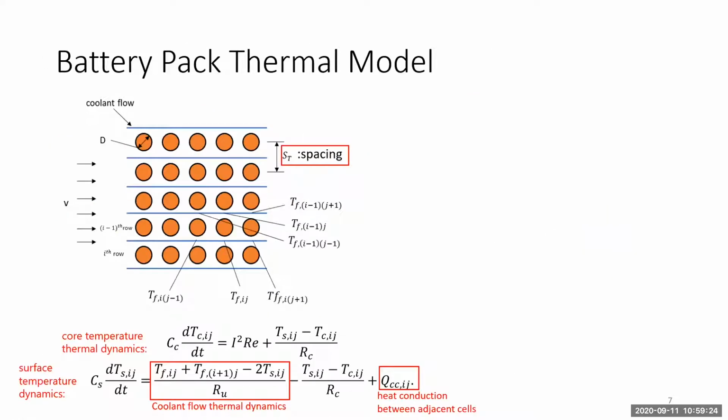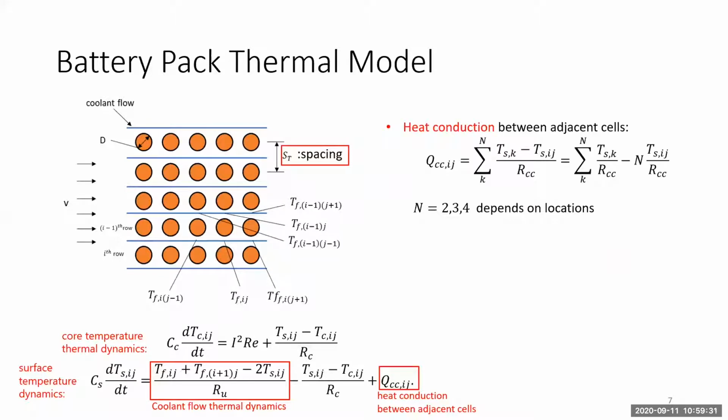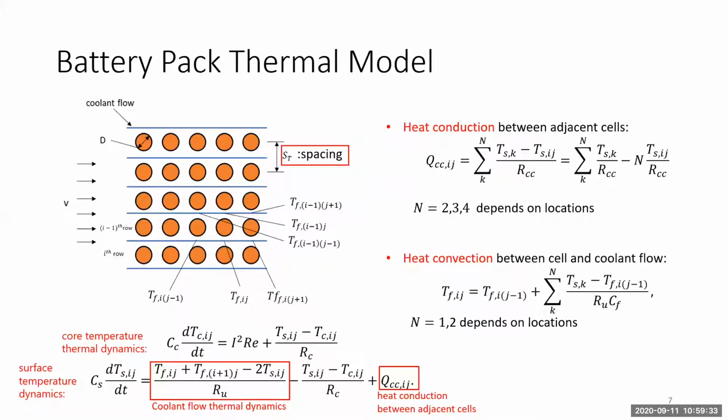The battery pack thermal model developed here is expanded from the single-cell thermal model, adding the extra heat conduction between the adjacent cells and heat convection between the coolant and surface. Note that the parameter n, in the equation of heat conduction between the adjacent cells, represents the number of neighbor cells. If the cell is in the corner of the battery pack, n equals 2, if it's on the edge of the battery pack, n equals 3, and if in the middle of the battery pack, n equals 4.